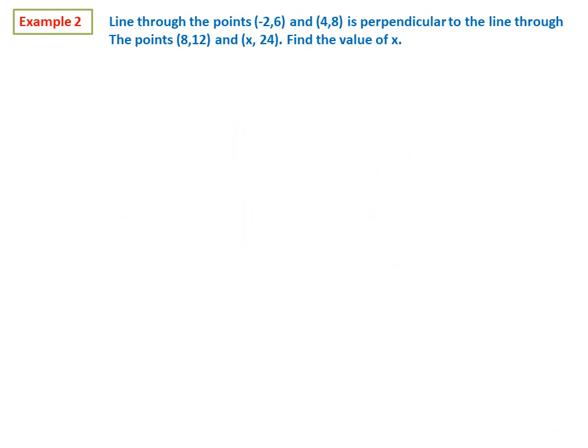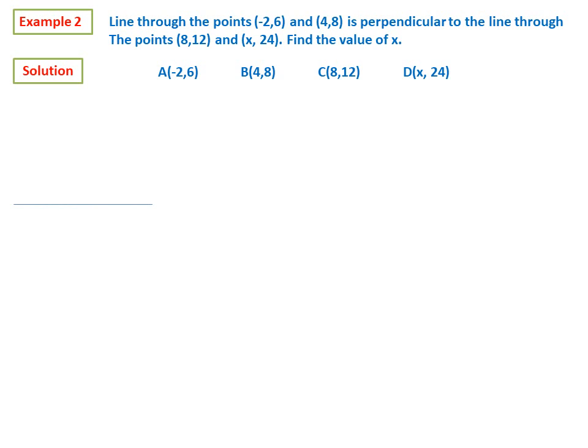Let us proceed. Second example, line through the points minus 2, 6 and 4, 8 is perpendicular to the line through the points 8, 12 and x, 24. Find the value of x. So there are 4 points which are given. See, in any such question, as I told you already, especially in coordinate geometry, first write the given thing. A is say minus 2, 6, B is 4, 8. These are the 2 points through which one line passes. There is another line passing through C 8, 12, D x, 24, but x value we don't know, we have to calculate.